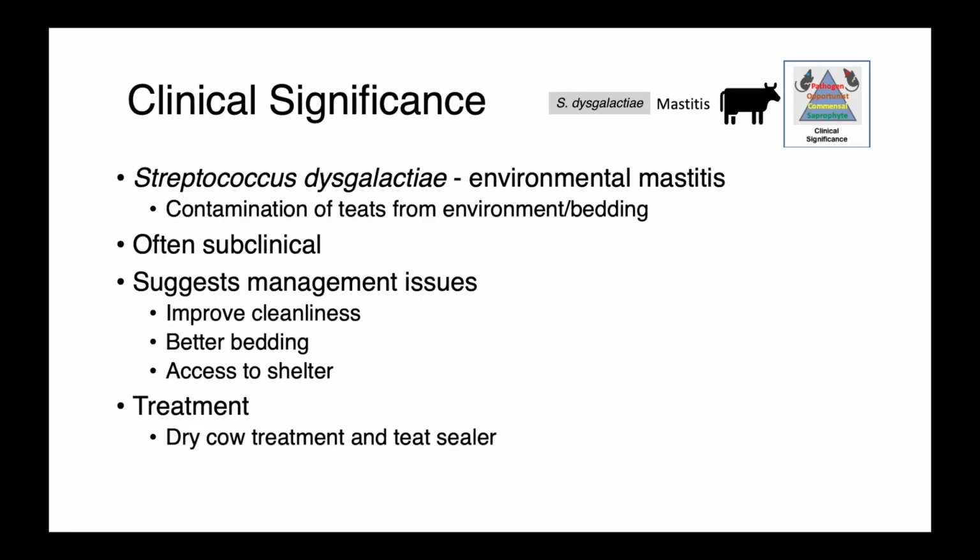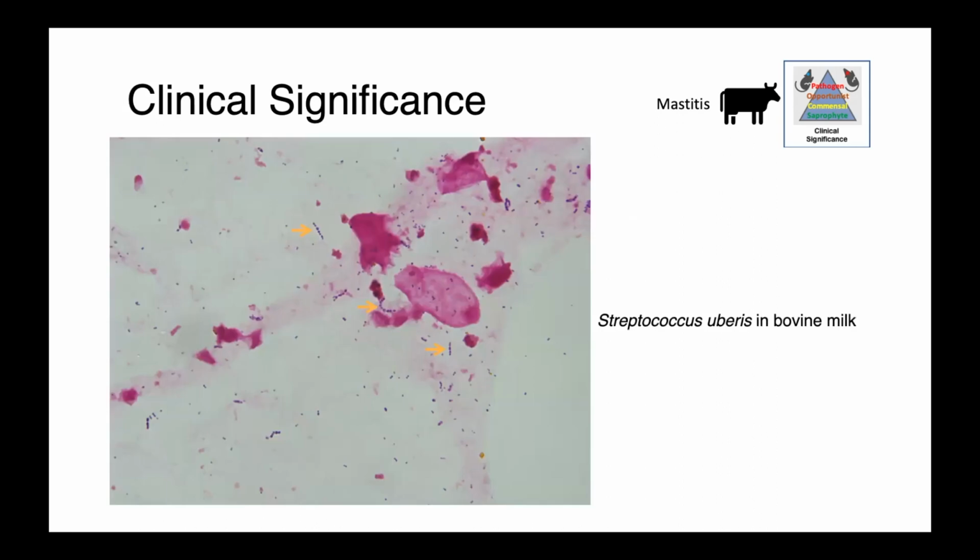Streptococcus dysgalactiae causes environmental mastitis, which isn't associated with a colonized animal in the herd, but rather contamination of the teats from the environment or bedding. This too is oftentimes subclinical and suggests that there are management issues, including the need for improved cleanliness, better bedding, and access to shelter. Strep dysgalactiae mastitis is frequently treated in the dry cow period, including antibiotics and potentially teat sealer. In this cytological preparation of bovine milk, you can see Streptococcus uberis, these nice chains of coccoid bacteria.